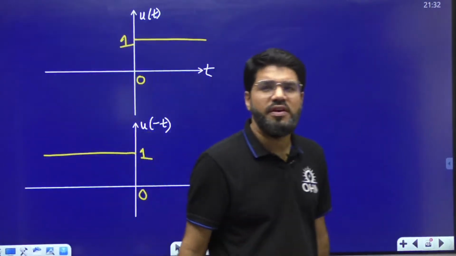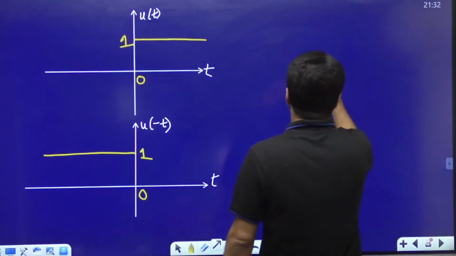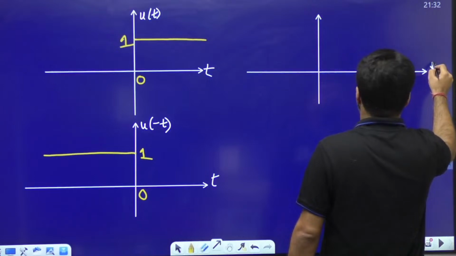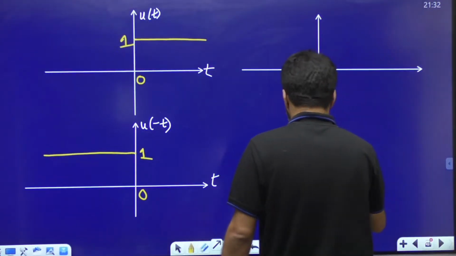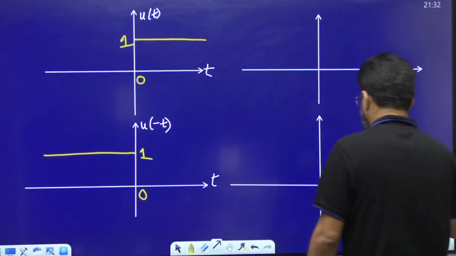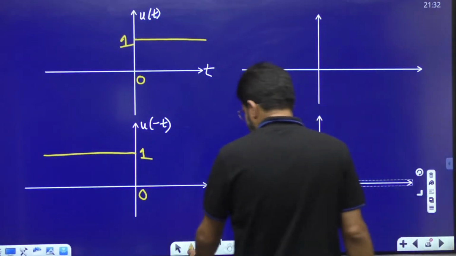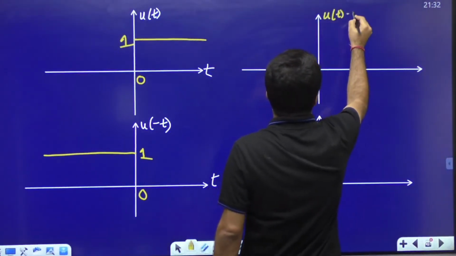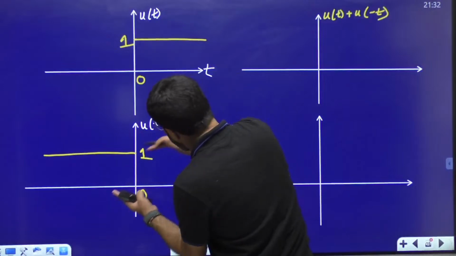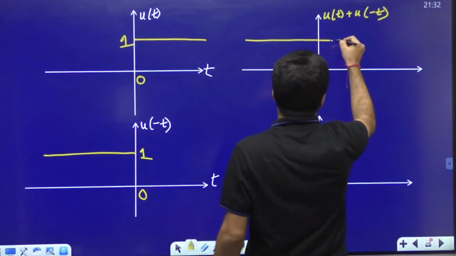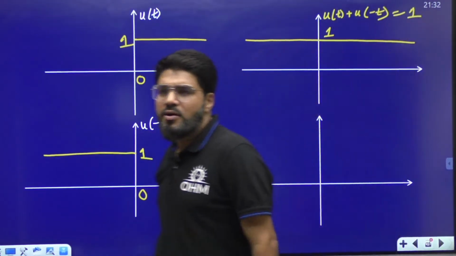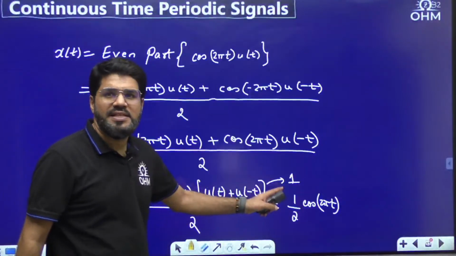When you superimpose both the waveforms, let me draw two graphs here. When I draw u(t) plus u(-t), you add the waveforms, so it is one for the left hand side and one for the right hand side, which means it is flat. u(t) plus u(-t) is always fixed at 1. That is the point I have used here.